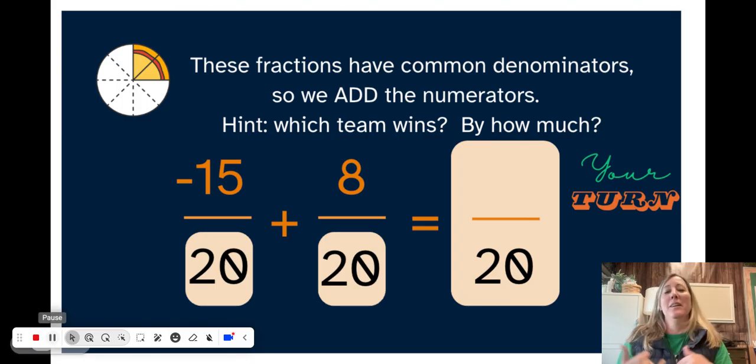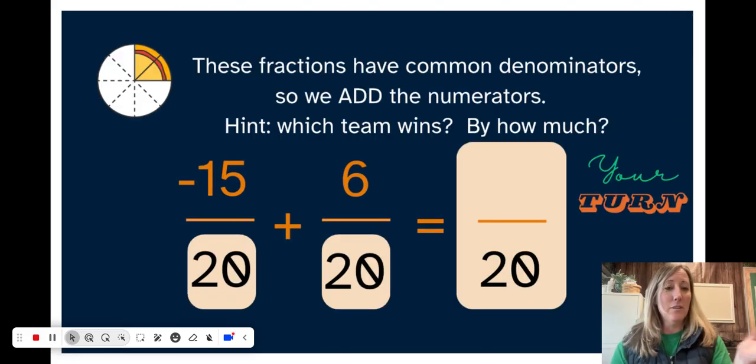Okay, so now we're going to say our denominator stays the same, -15 plus 8. Same team or different teams? Different teams, right? So negatives win by how much? If they are on different teams, we're subtracting, okay? So 15 minus 8 is 7, and we know it's going to be a -7. So -7/20. So now let's do subtraction, okay?